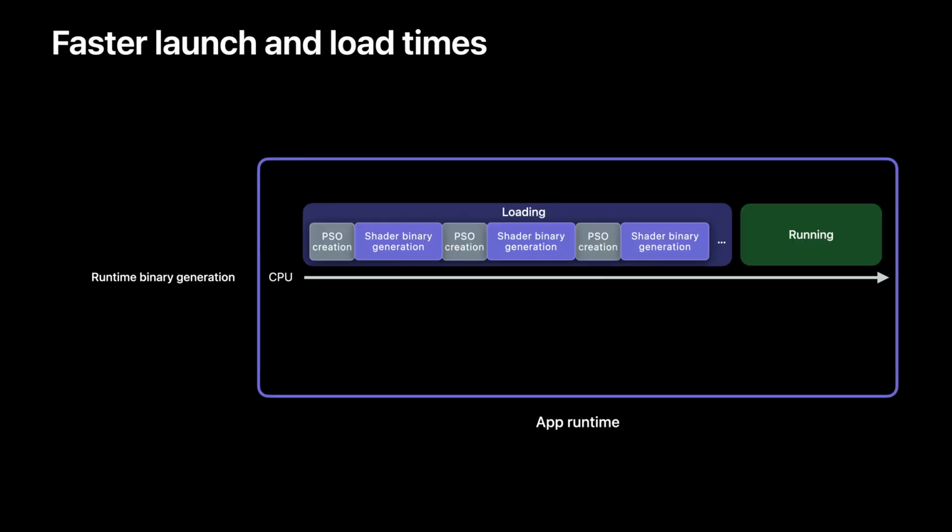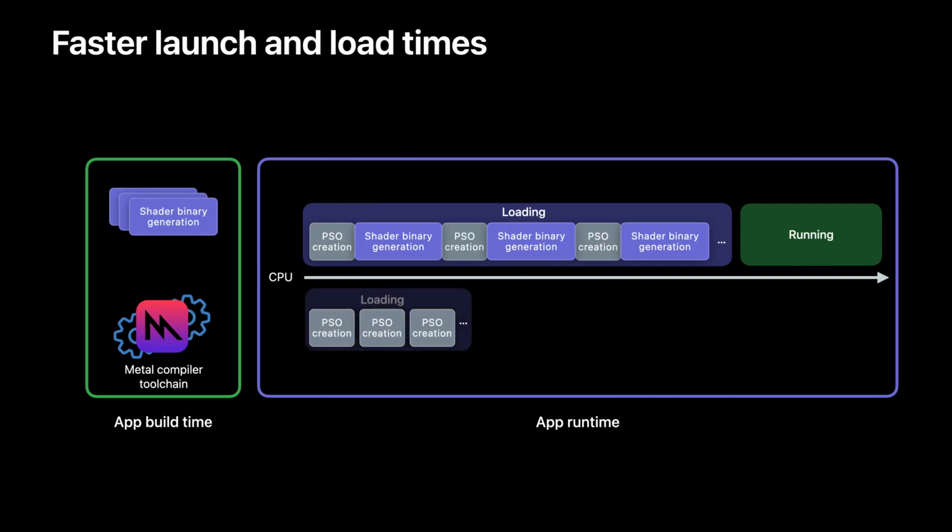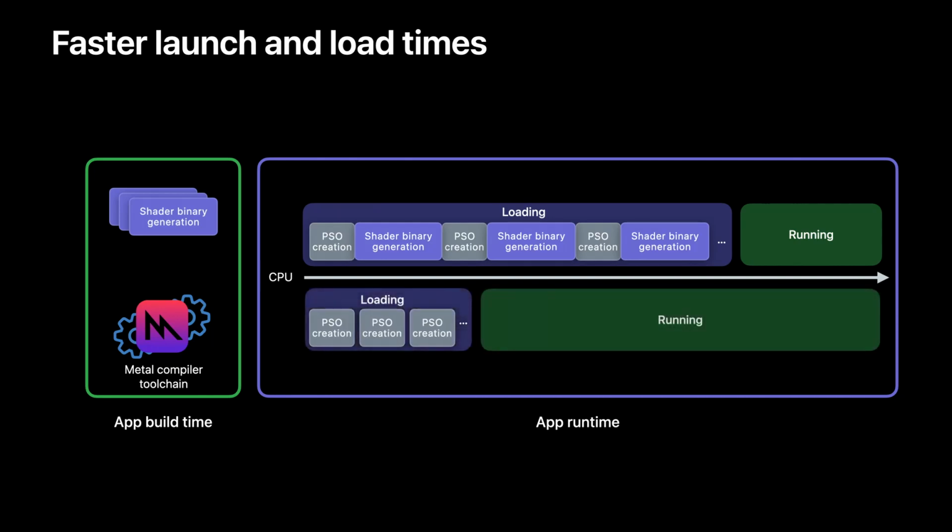Here you have your traditional app runtime binary generation. In this example, your app spends roughly 2/3 of its time compiling GPU binaries behind a loading screen, before you can begin interacting with it. But with offline compilation, your runtime shader generation moves to app build time, PSO creation happens in a fraction of the time, and you're able to interact with your app sooner instead of idling away at a load screen.